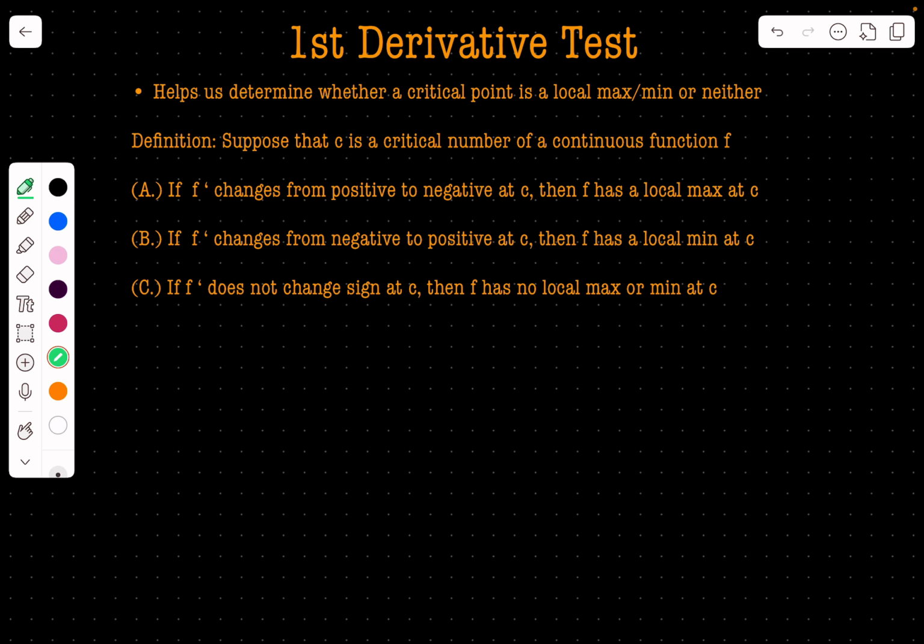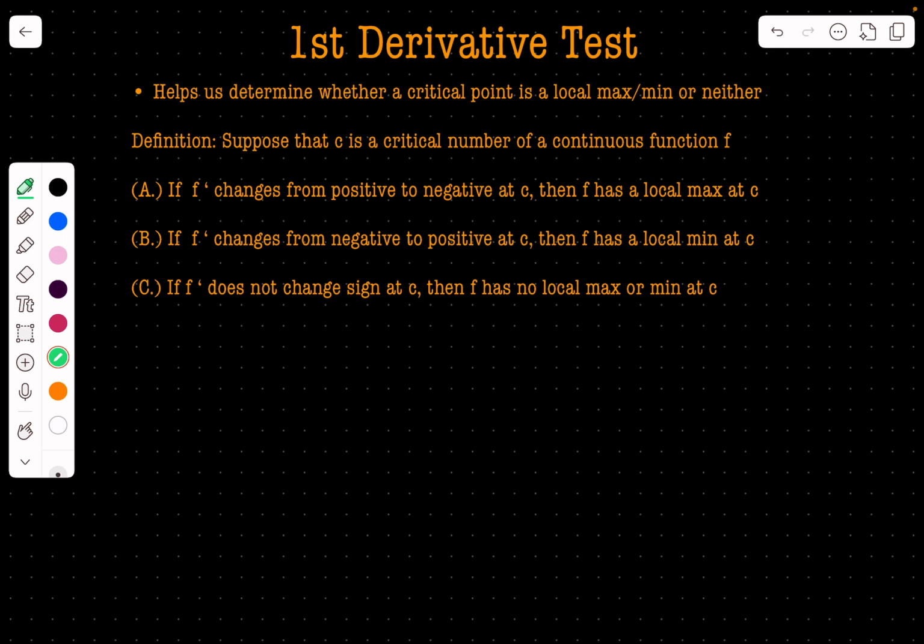If f prime changes from positive to negative at c, then f has a local max at c. The second thing that might occur: if f prime changes from negative to positive at c, then f has a local min at c. And lastly, if f prime does not change sign at c, then f has no local max or min at c.